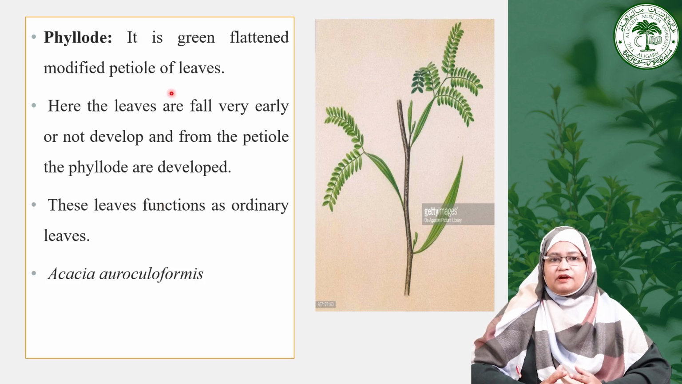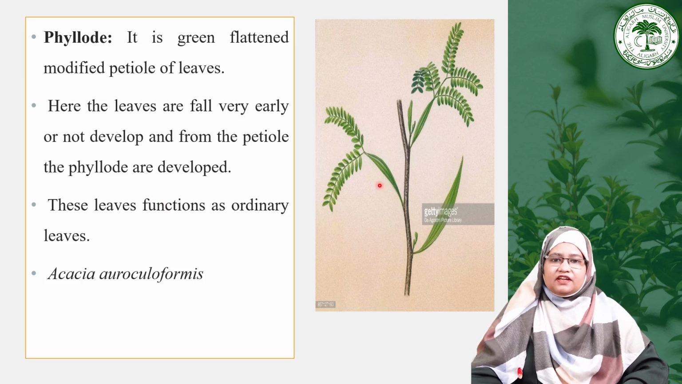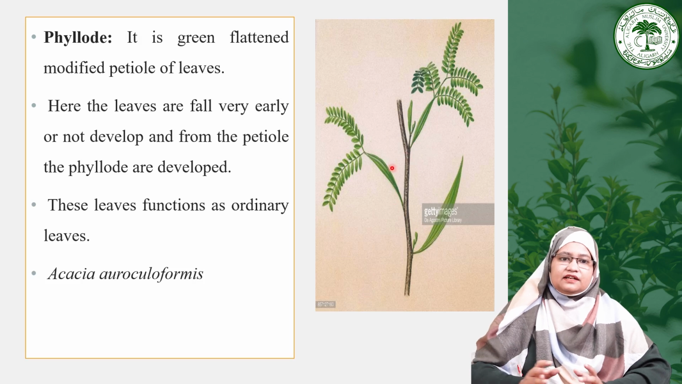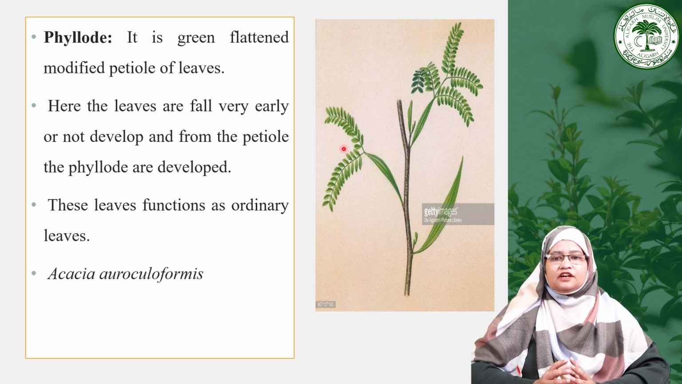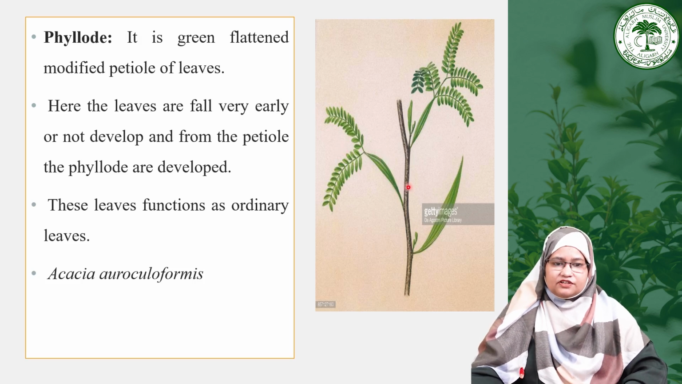Phyllodes are where the petiole is modified into a green, leaf-like structure, as you can see here in acacia. These are Australian species in which the petiole becomes flattened, as you can see here, and performs the work of photosynthesis, while the leaf becomes very small in size. As you can see, the leaves are very small, reducing the rate of transpiration, and the phyllodes perform photosynthesis in these acacia species.